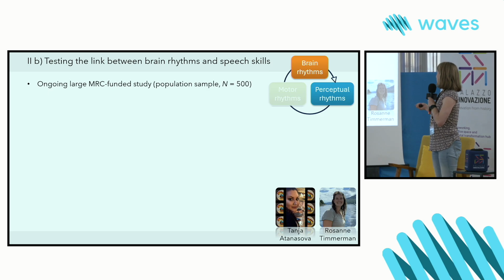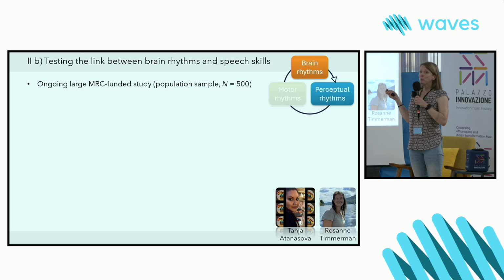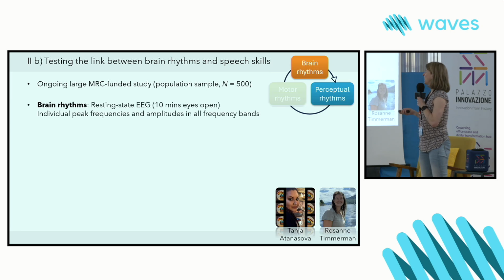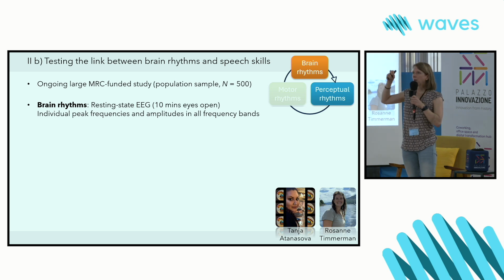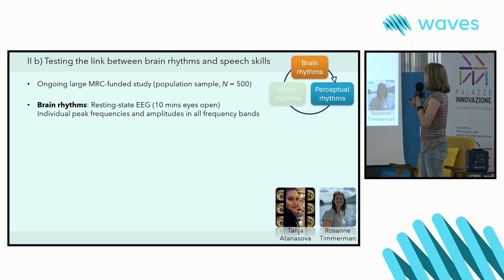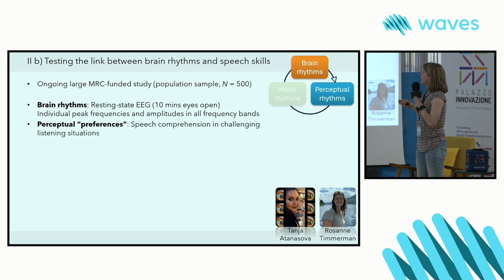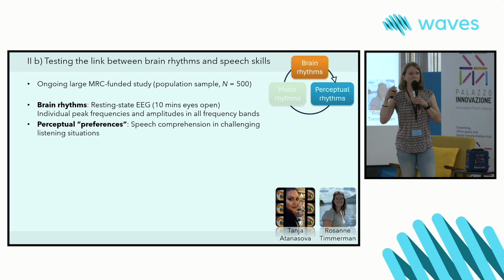This work is shouldered by Tanya and Roseanne in my lab. It's a huge task with 500 people, but what we're doing is, again, resting state, open eyes for 10 minutes. From this, we can extract the individual peak frequencies and peak amplitudes in all channels. And then perceptual preference here is now not what they like, but what they're good at.